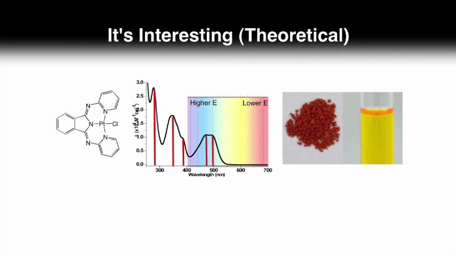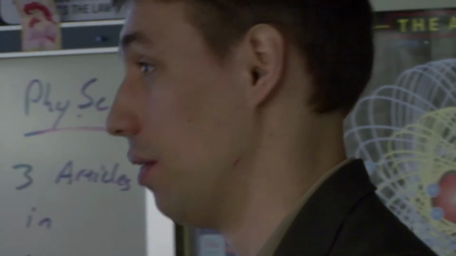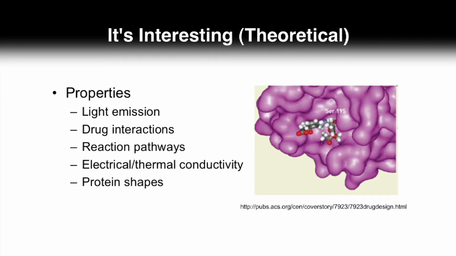Drawing this molecule on a computer and calculating, and you can essentially predict exactly what color this is going to be. Based on the red lines, I would say it's going to be orange. The molecule itself actually is orange. That's the color. And you do this inside of a computer. You never touch the lab. So you can figure out properties like light emission, drug interaction, reaction pathways, electrical thermal conductivity, protein shapes, whatever it may be. One really important one now that's emerging is protein shapes.